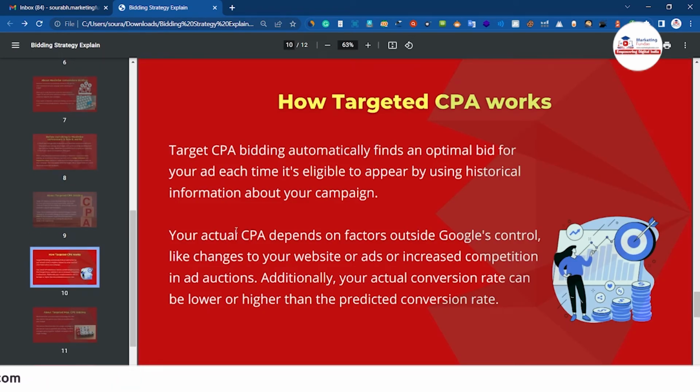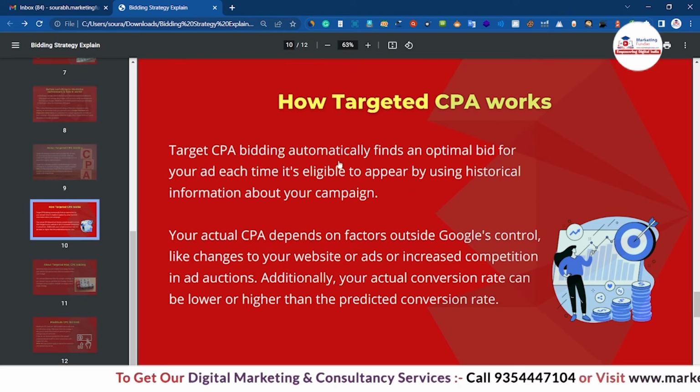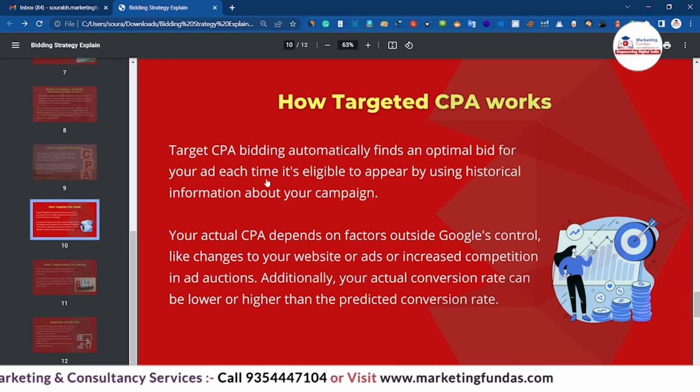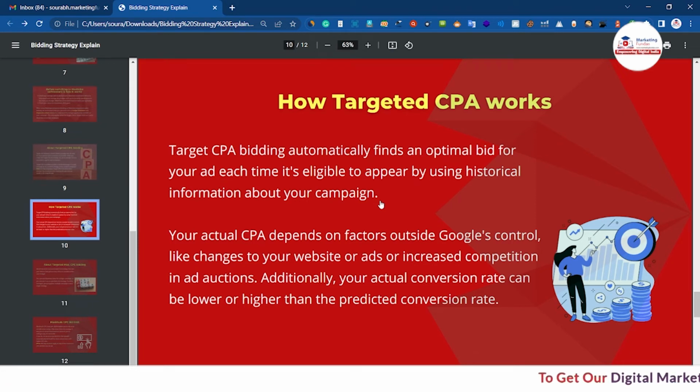Before going to the next bidding strategy, let's talk about how target CPA works. The working of targeted CPA is not that complicated. Targeted CPA bidding automatically finds an optimal bid for your ad each time it's eligible to appear by using historical information about your campaign. So targeted CPA changes the bid every time, and it uses the historical, or old, data from your campaign.